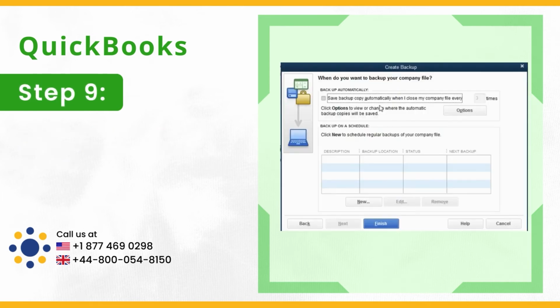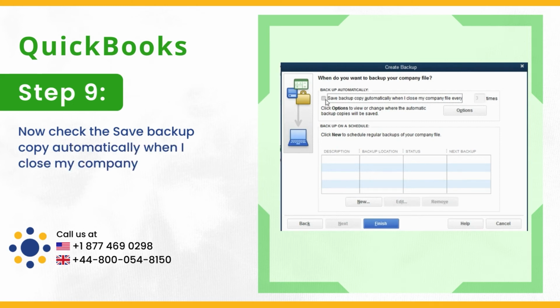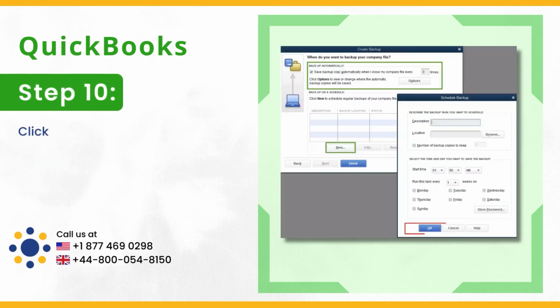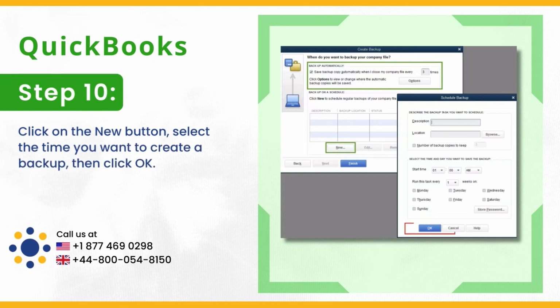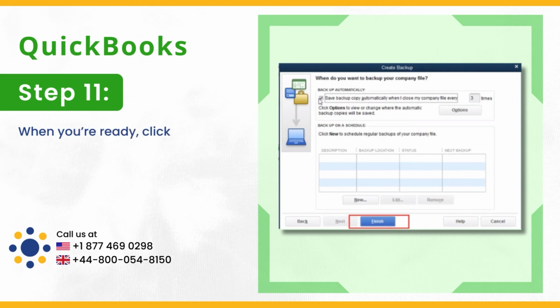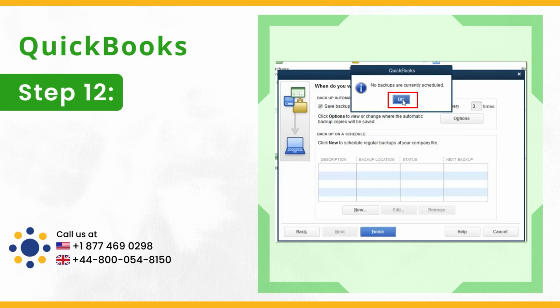Step 9, now check the Save Backup Copy automatically when I close my company file checkbox every, then select the number of times. Step 10, click on the New button, select the time you want to create a backup, then click OK. Step 11, when you're ready, click on Finish to proceed. Step 12, once done, press OK.